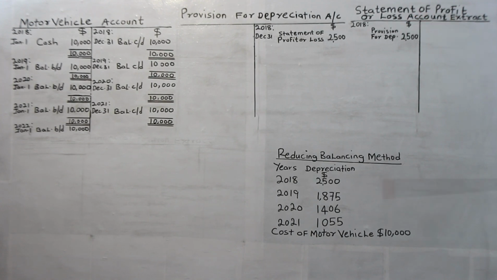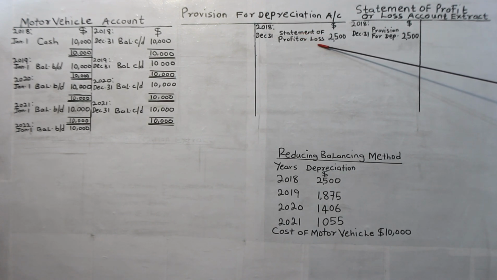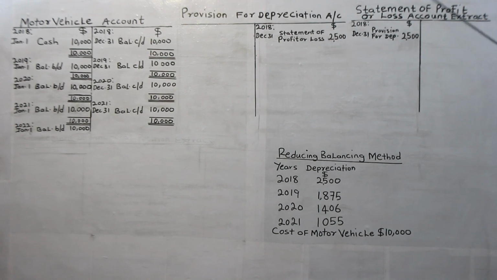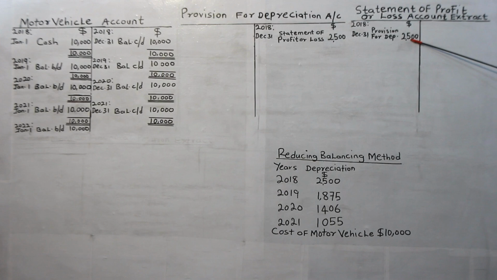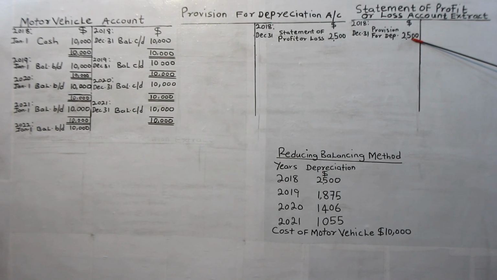account extract. As you can see, it was given or transferred to the statement of profit or loss account. And you can see the statement of profit or loss account is receiving from provision for depreciation $2,500 as depreciation. What this shows is that in 2018, the amount that is going to be deducted from the gross profit made will be $2,500 as depreciation.